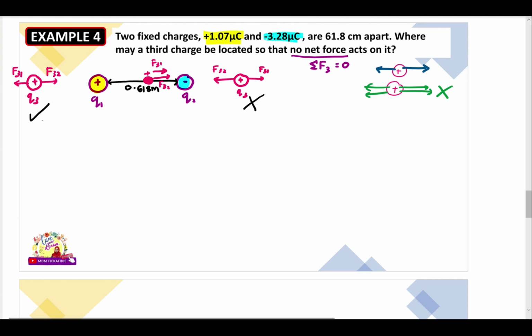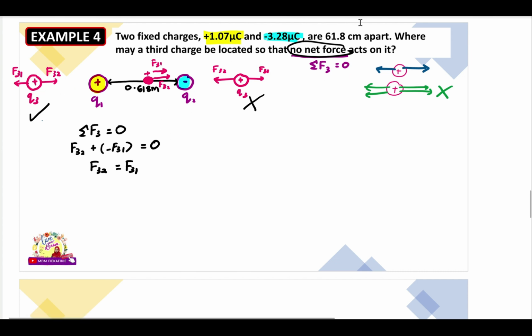Okay, so kita akan ada F32 ke kanan dan F31 ke kiri. So saya akan masukkan total F3. Kita dah tahu soalan dah bagi total force F3 is equal to 0, sebab perkataan no net force tadi. So, ada berapa force on charge 3? Kita ada F32 ke kanan, so dia positif, plus kita totalkan F31 kita negatif, is equal to 0. Okay, kita mulakan macam tu. So, we try to rearrange. So, F32 dia akan sama dengan F31, dekat position di sini.